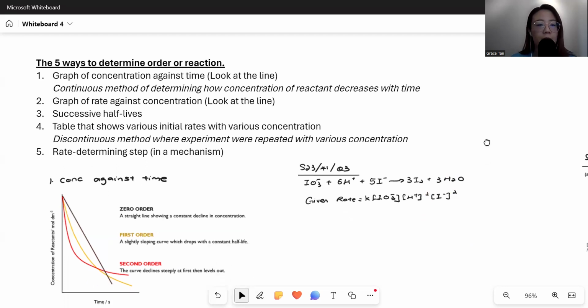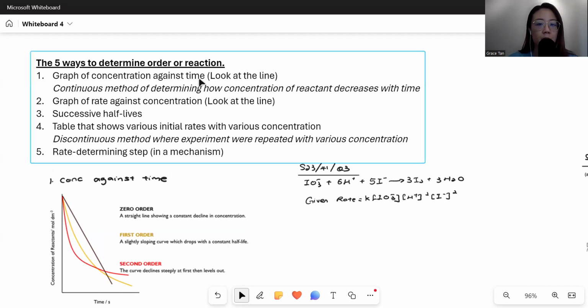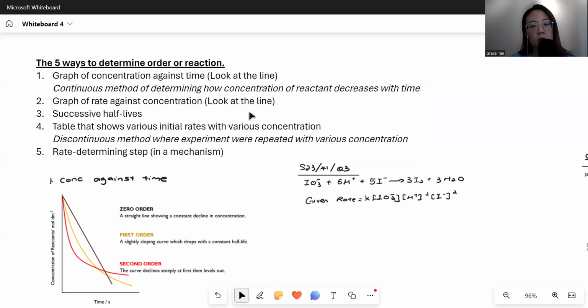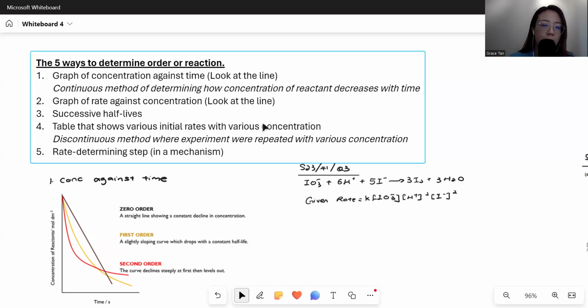There are a total of 5 ways. Number one, I give you the 5 ways first. Number one, we want to look at the graph of concentration against time. So you just need to look at the line, whether the line is a straight line or a curved line. Second, we look at the graph of rate against concentration. Same thing, you just want to look at the line, whether it is straight, curved, horizontal, or diagonally upward, then you know what the order is.